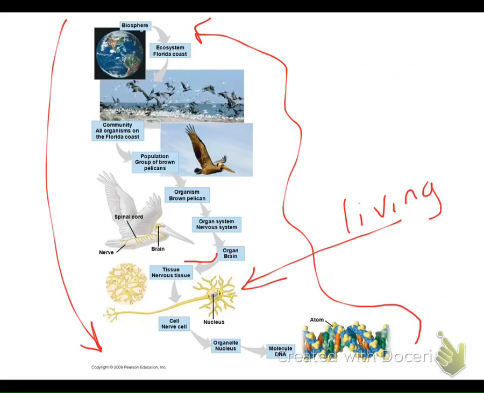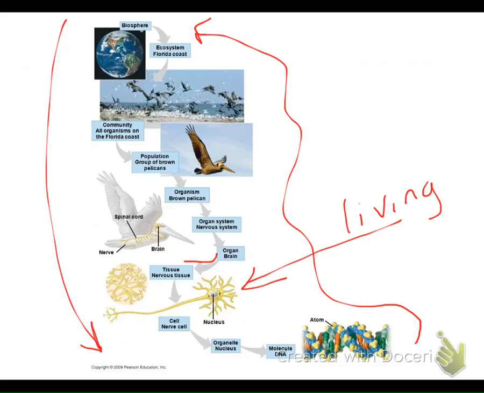We can then take several organs and put them together as an organ system. That would be the brain, the spinal cord, the peripheral nerves. And then if we take several organ systems, circulatory system, nervous system, put all of those together, we'll have ourselves an organism. And in this particular case, they've picked the brown pelican, and why not?